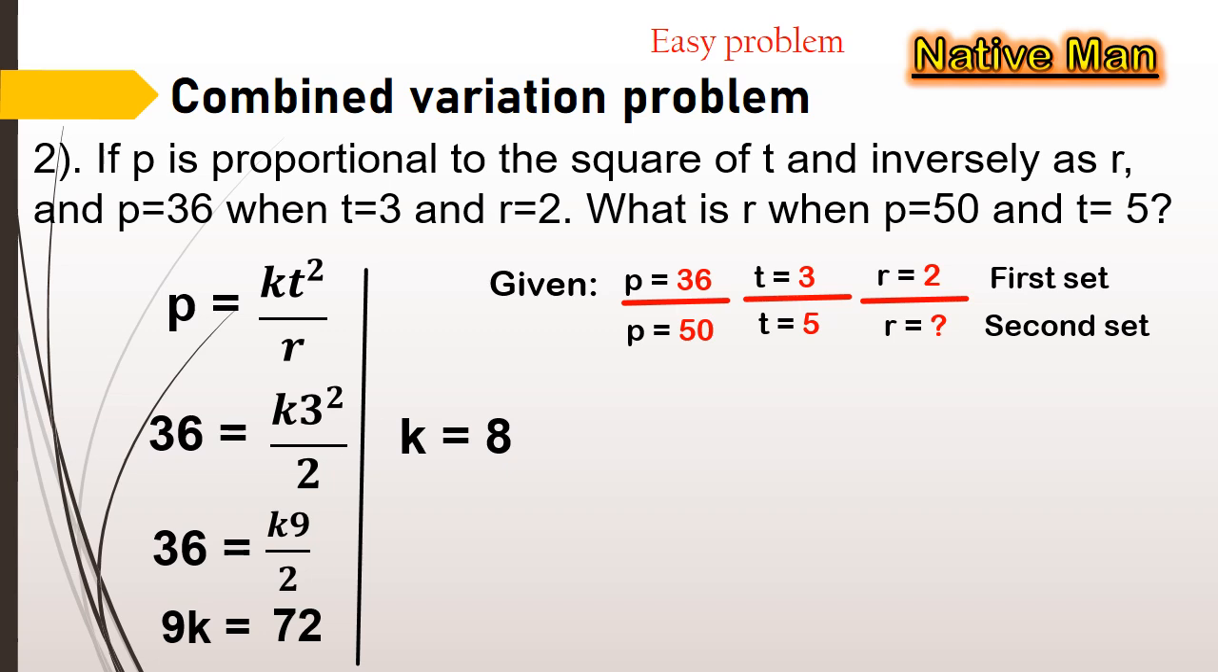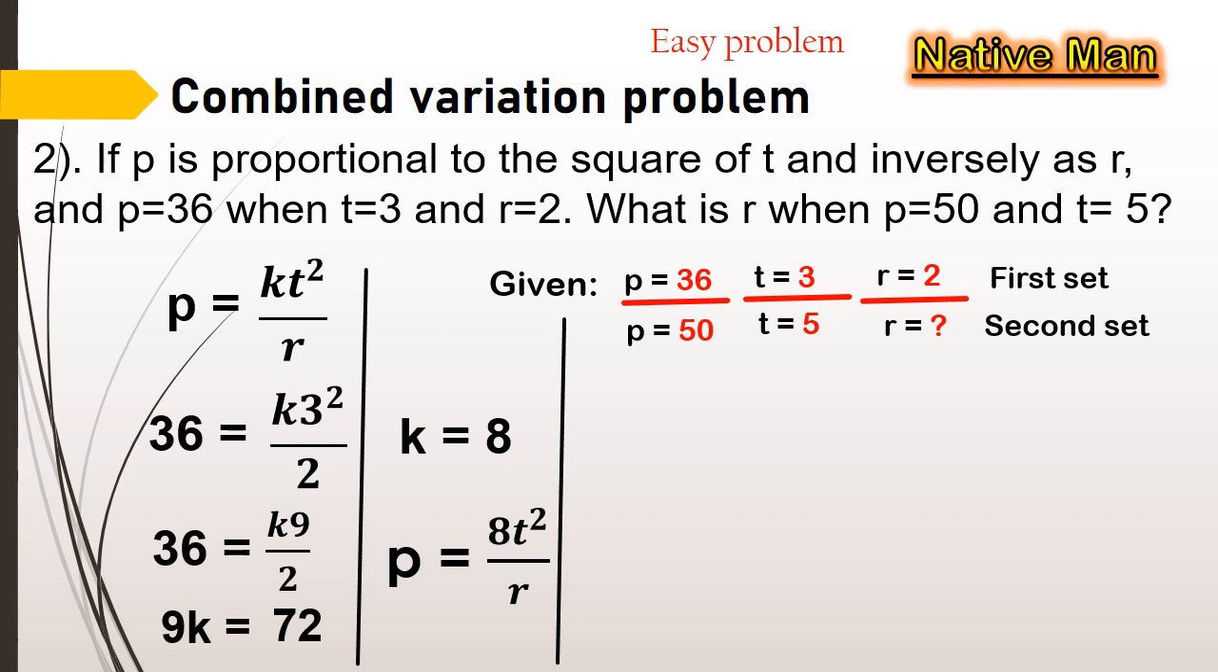So, divide lang natin ng 9 both sides of the equation. So, K is equal to 8. So, constant is 8. So, for the equation of variation, again, gamitin natin yung original equation. P is equal to KT square over R square. Okay? So, P is equal to, substitute natin yung K, constant which is 8. So, 8T square over R. So, that is the equation of variation.